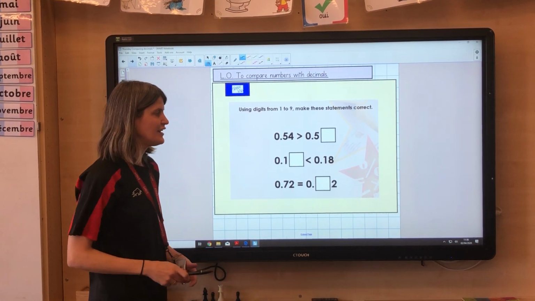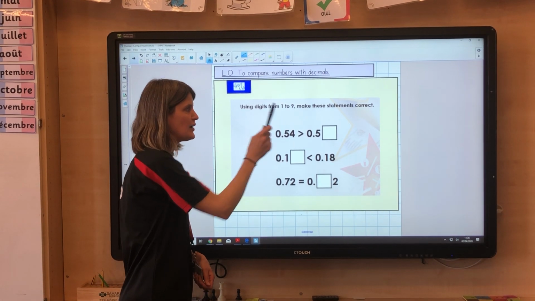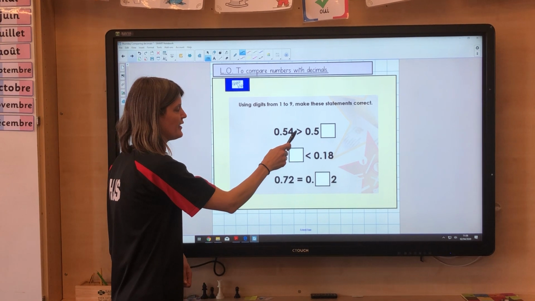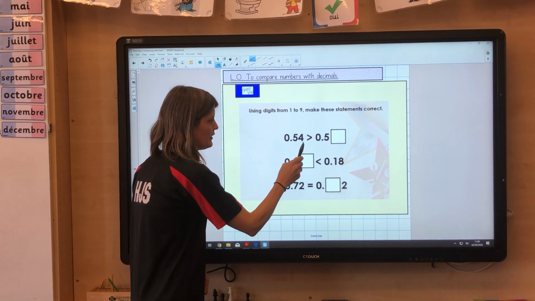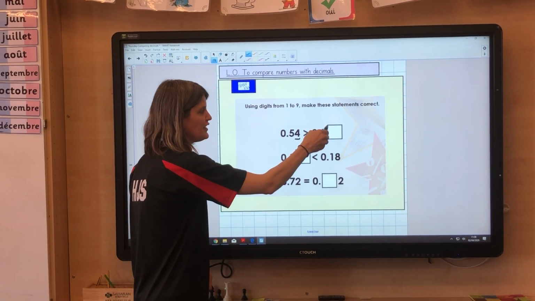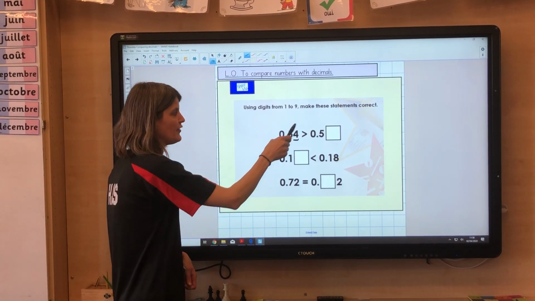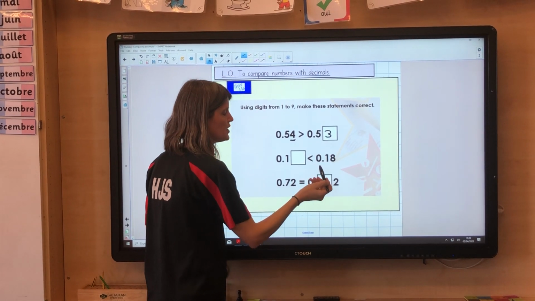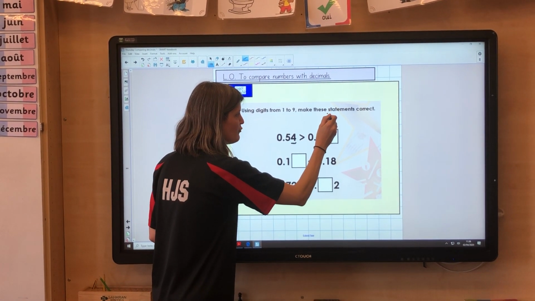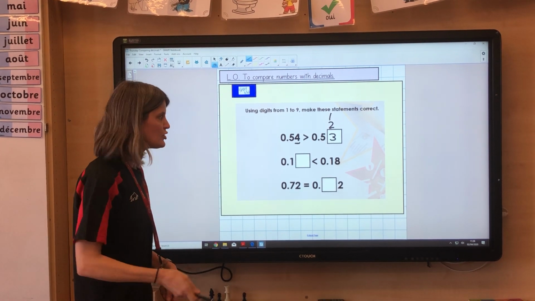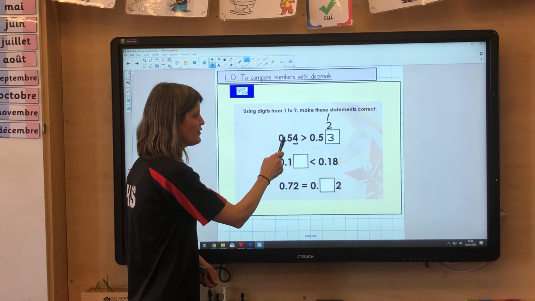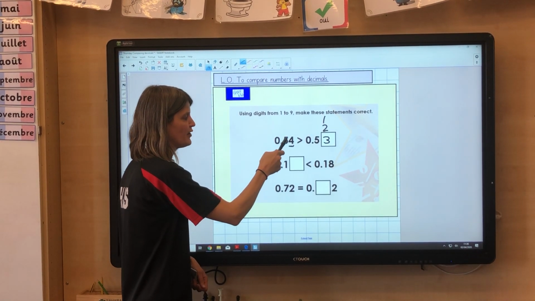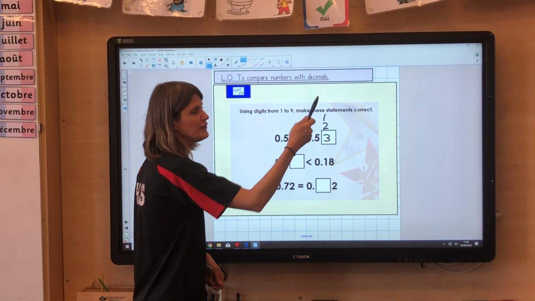Right, slightly more challenging, you need to put a digit in to make the number statement correct. 0.54 is bigger than. So, this has got 4 hundredths. We need to put a digit in the hundredths column that's going to be smaller than 4. So I could put a 3 in there, I could have put a 2 in there, I could have put a 1 in there. And let's just read it back to make sure we're certain it's correct. 0.54 is bigger than 0.53. 0.54 is bigger than 0.52.